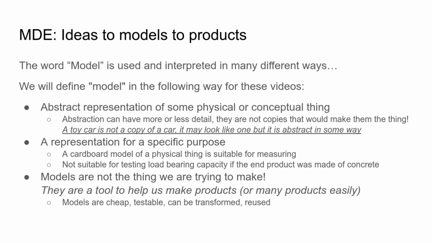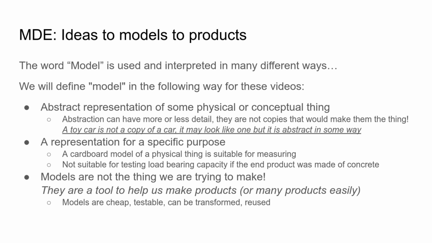Now, typically with a toy car, the scale will be different. The size of the car being different means that it is abstract in some way. The materials and features between cars and toy cars can be different. Again, another example of how they are abstract in some way.